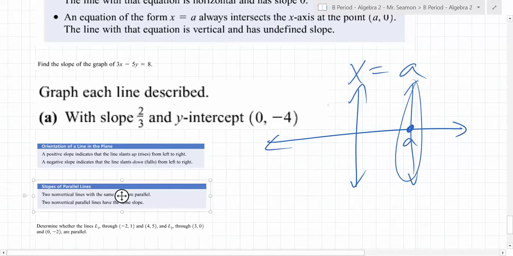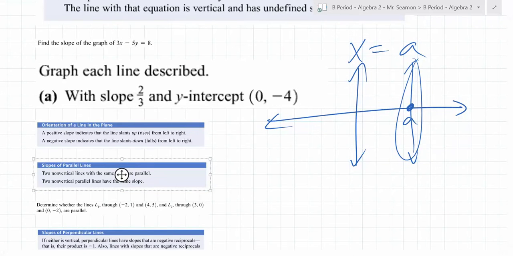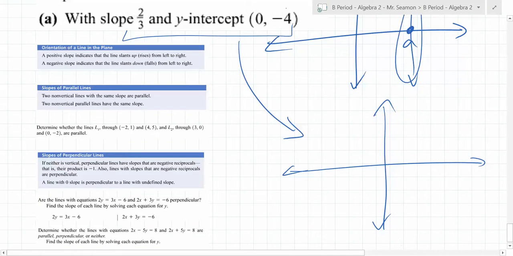So let's say I gave you that right there to the y-axis. 0, -4. Is that the x-axis or the y-axis? Is it on the x-axis or the y-axis, that point? The y-axis. That point right there is 0, -4. If I wanted to find a second point, I go up how much and over how much? Up 2. So up 2 and over how much? 1, 2, 3. Up 2 over 3.